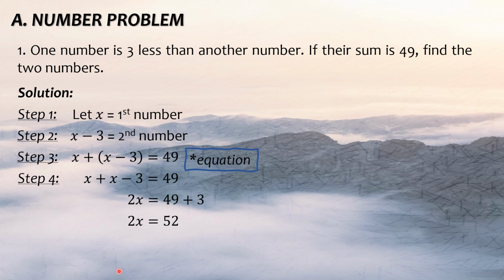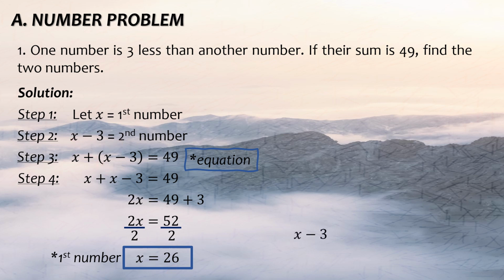May value pa or may number pa sa kaliwa ng x, so let us divide both sides by 2 para makancel natin yung 2. Therefore, the value of x is 26 because 52 divided by 2 is 26. X equals 26, iyon yung first number kasi iyon yung nasa step 1 natin. So, paano natin mahahanap yung second number? Ima-minus natin yung nakuha nating value ng x sa 3 para makuha yung second number. So, magiging 23 because 26 minus 3 is 23 and that is the value of the second number.